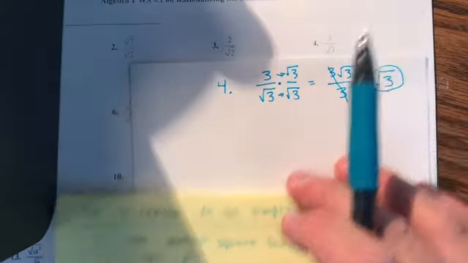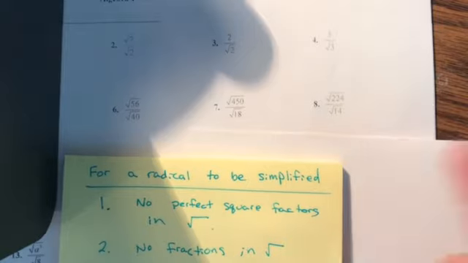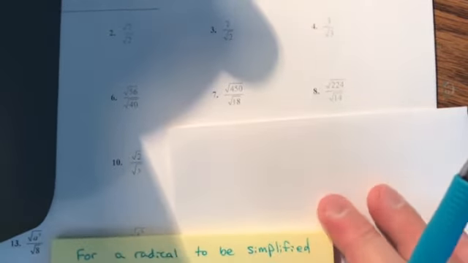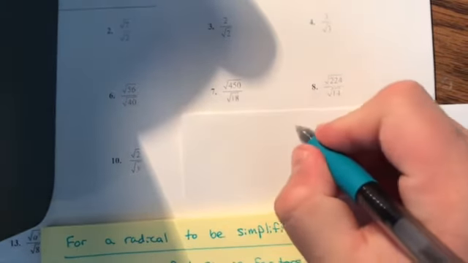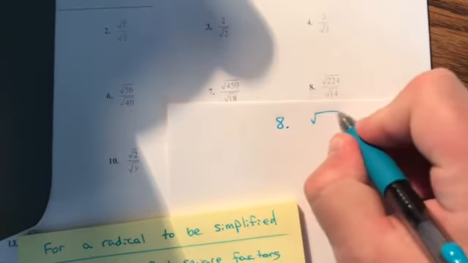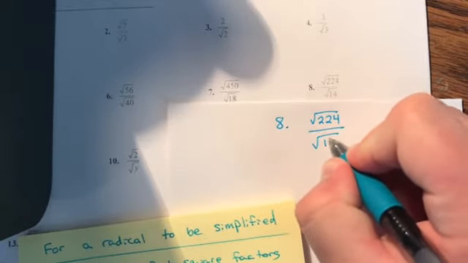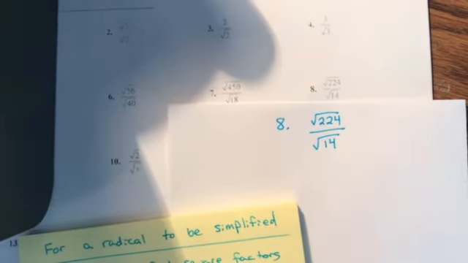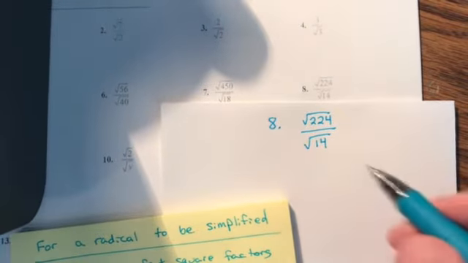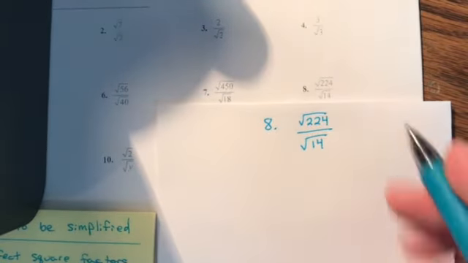Okay, moving on. And I think this is where most people are making just a small error. I maybe wouldn't call it an error, but not simplifying all the way. On a problem like number 8, the square root of 224 over the square root of 14. Whenever I see a problem like this with bigger numbers, I like to simplify first and then rationalize the denominator.